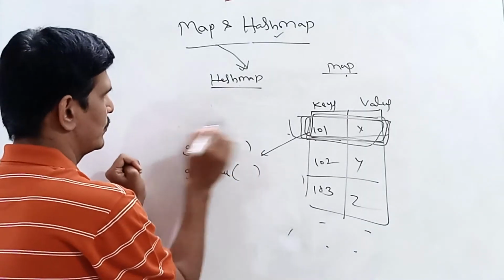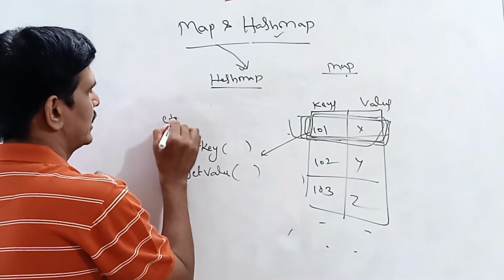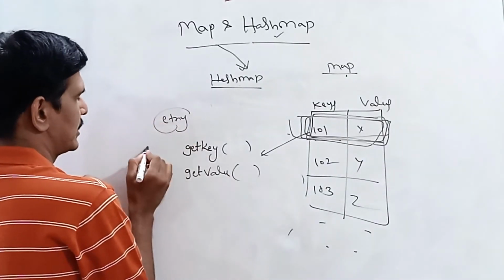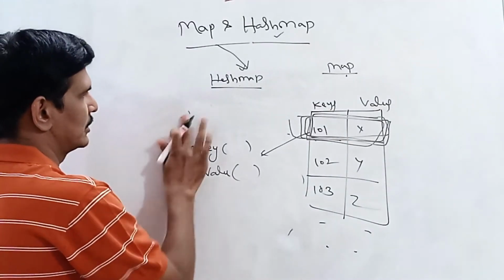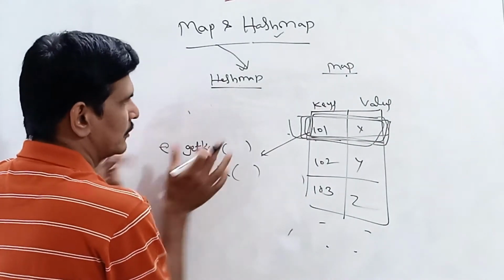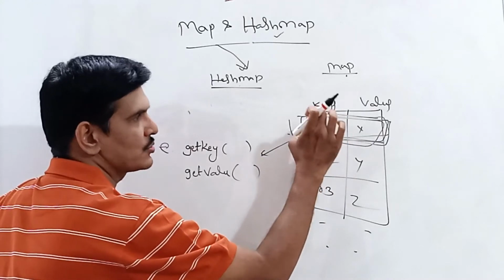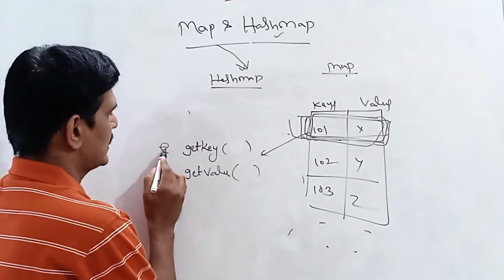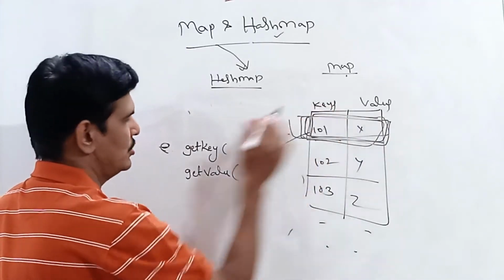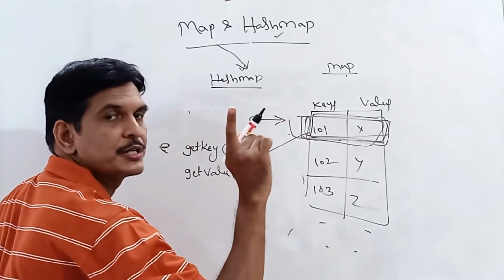Let's say m is a map, and an entry means a collection of key and value. From this entry, let's say e is the entry object. e.getKey means this method will return the key from the entry. So an entry contains one key and a value. When I say e is an entry, it is representing the entry object, a single key and value.